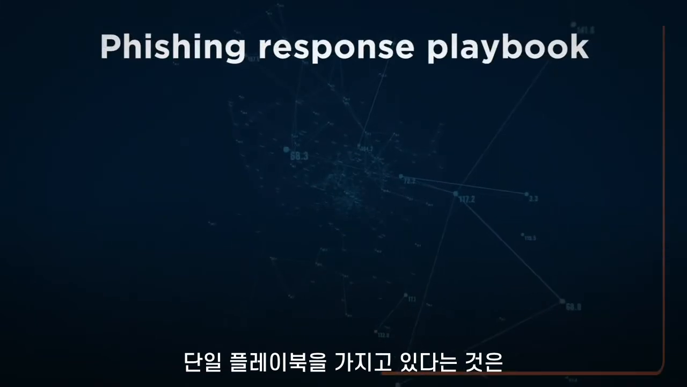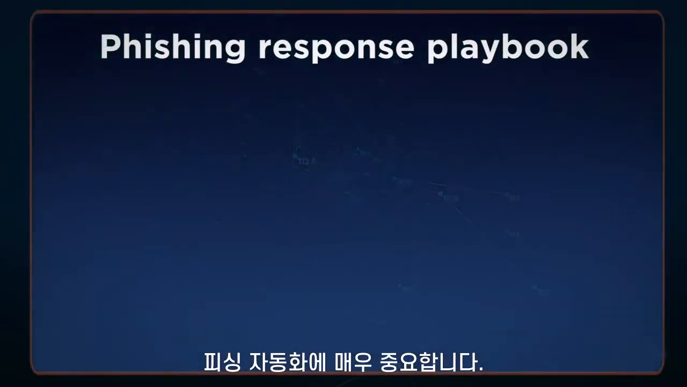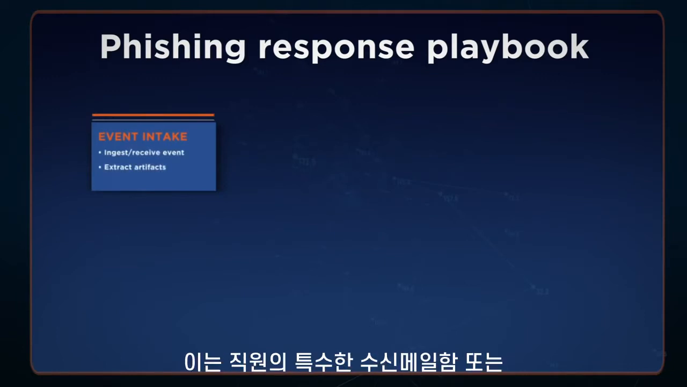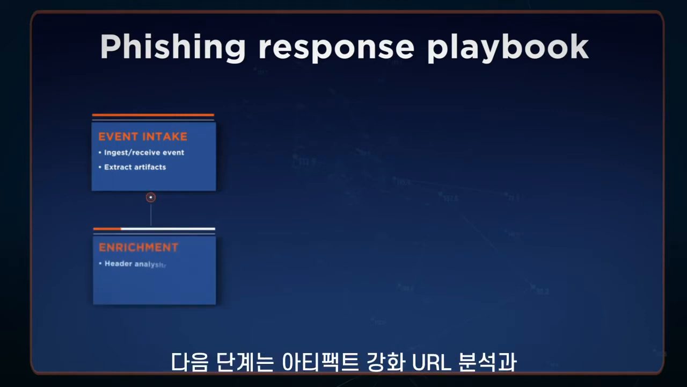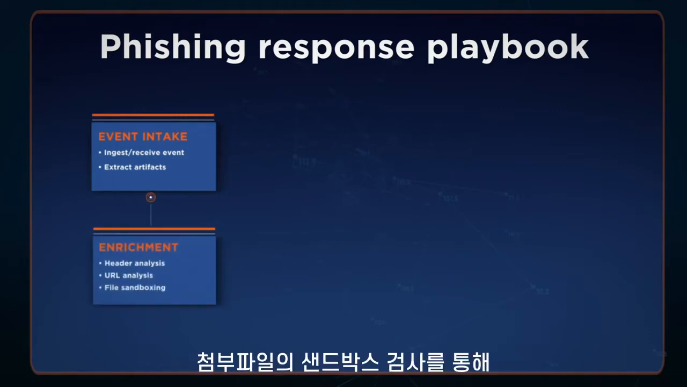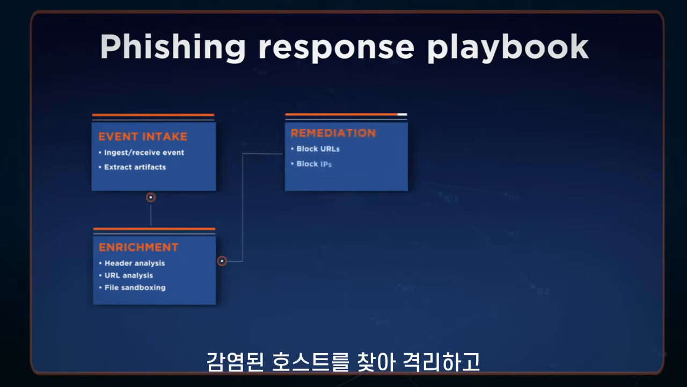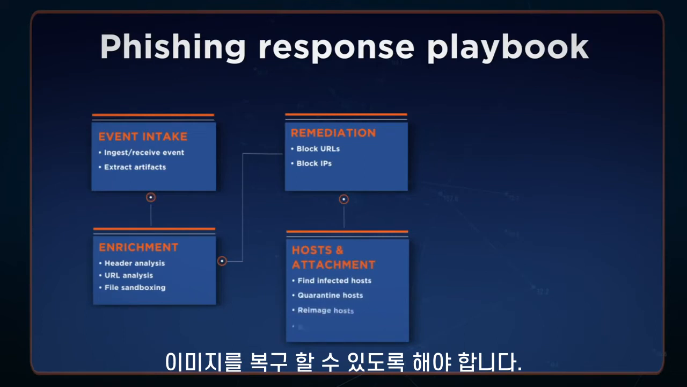Having solid playbooks is so important for phishing automation. This playbook starts when an event is ingested. This could be forwarded by an employee from a special inbox or tools like PhishMe. The next step is to contextualize that event through artifact enrichment, URL analysis, and sandboxing of the attachment. If remediation is needed, the analyst will need to do blocks on the URL or external IPs, and find infected hosts for quarantine and re-imaging purposes.